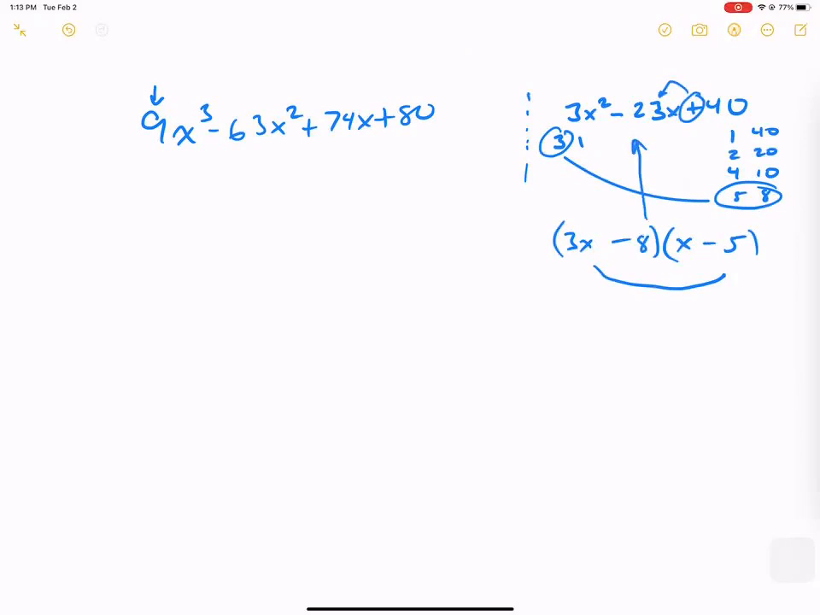So if you don't know how to factor x squared problems, you can stay afterwards. I'll teach you guys a lesson if you need it, how to factor x squared. Or you can email me. I'll send you a video of how I teach factoring x squared.